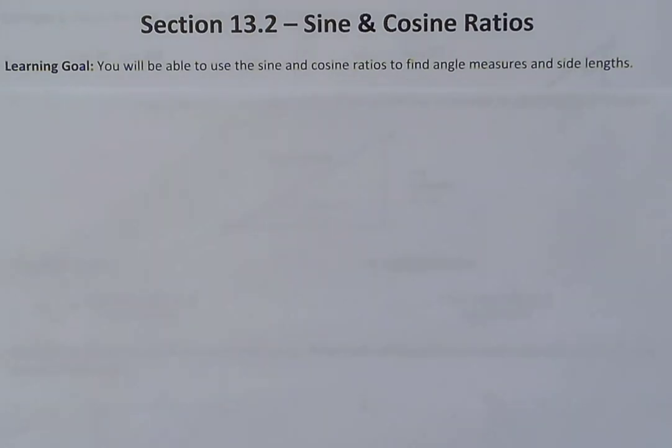So in 13.1, we talked about the tangent ratio, and we used the tangent ratio to find side length and angle measures. Today, we're going to continue on, and we're going to talk about the sine and cosine, the last two of the three common trig ratios. We're going to talk about sine and cosine, and then talk about how to use them to find angle measures and side lengths. So, with that said, let's go ahead and talk about sine and cosine.